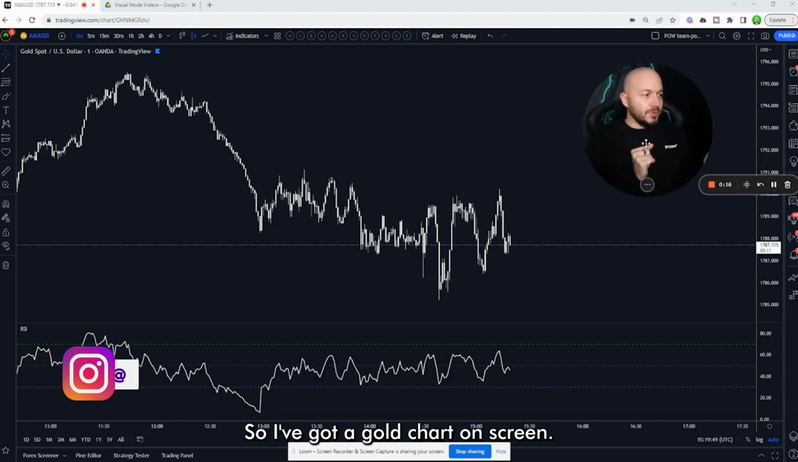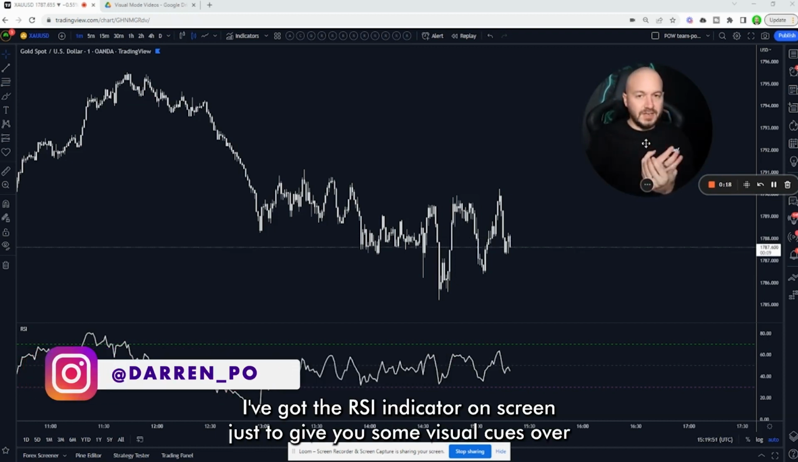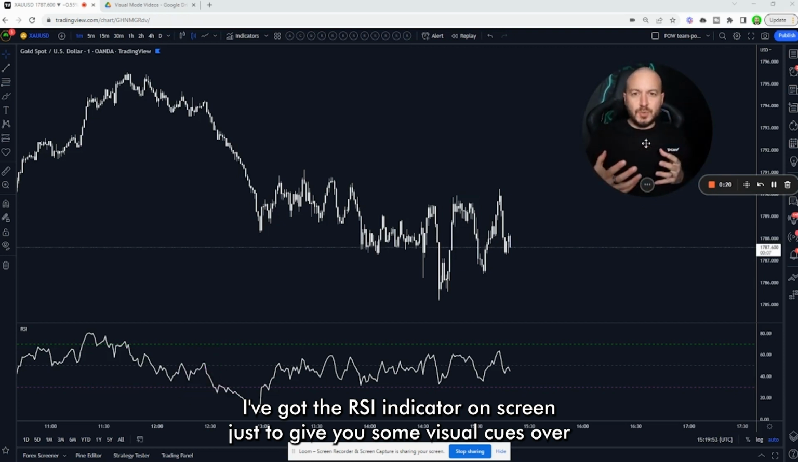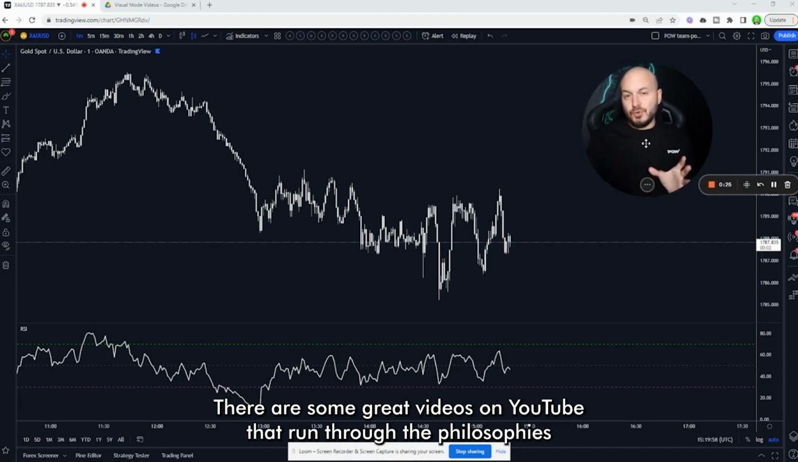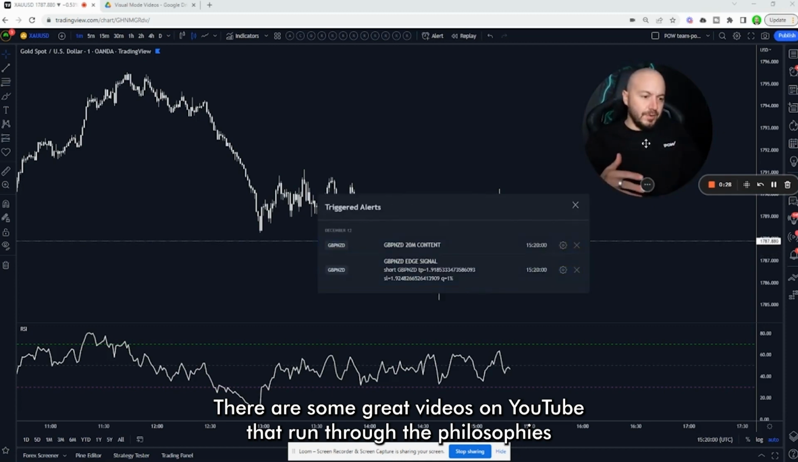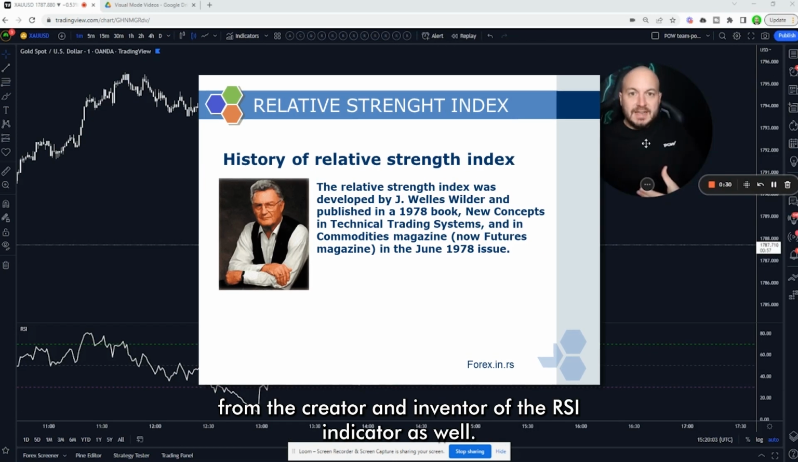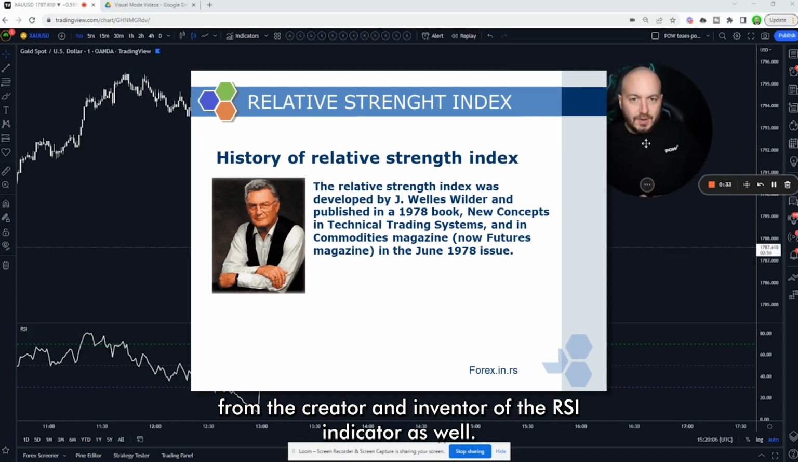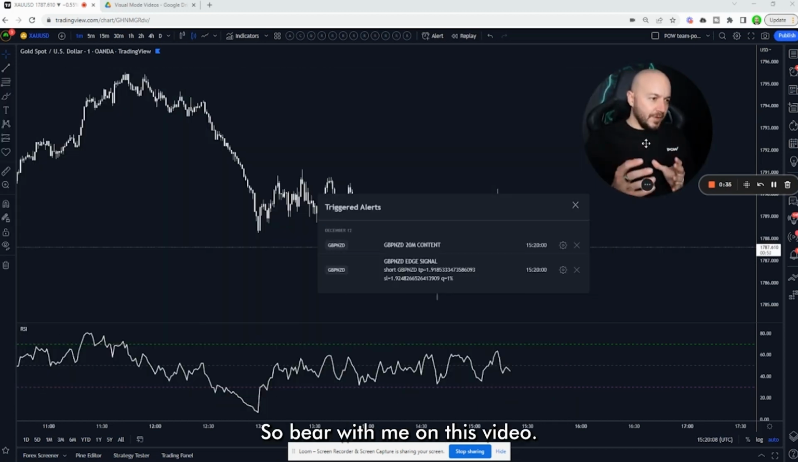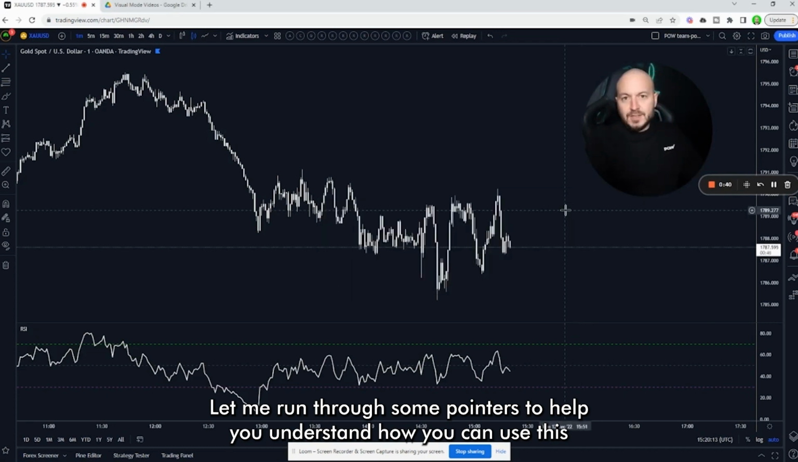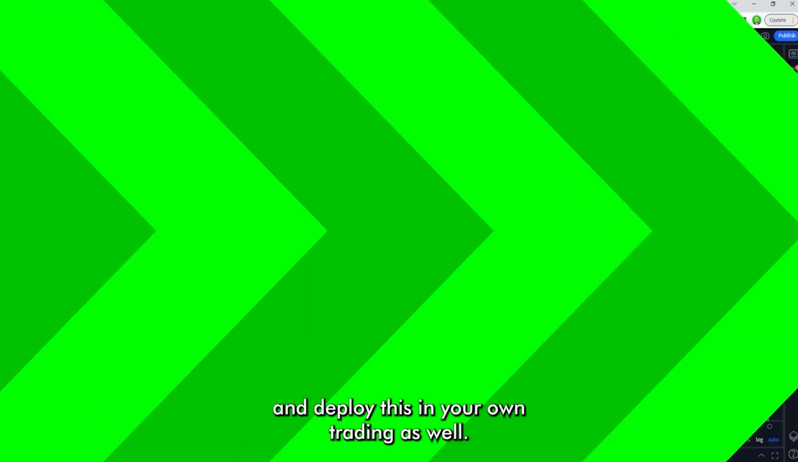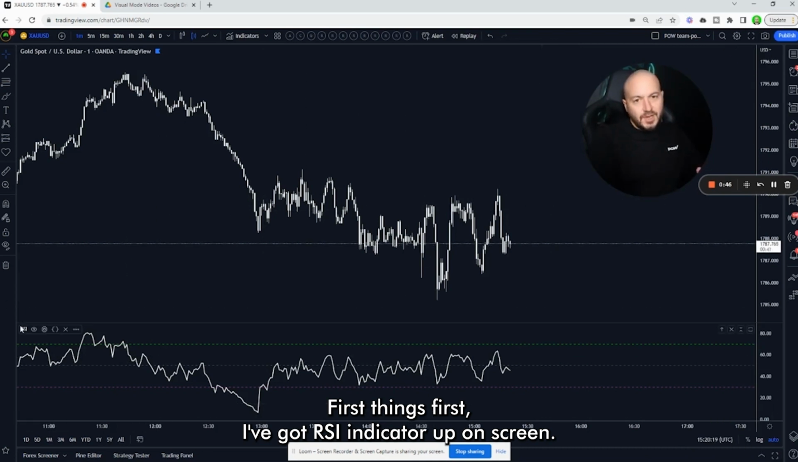So I've got a gold chart on screen. I've got the RSI indicator on screen just to give you some visual cues over how RSI works and how it can be traded. There are some great videos on YouTube that run through the philosophies from the creator and inventor of the RSI indicator as well. So bear with me on this video. Let me run through some pointers to help you understand how you can use this and deploy this in your own trading as well.